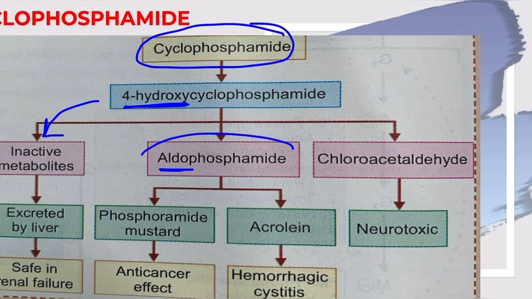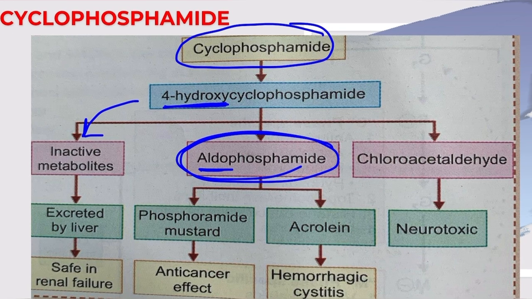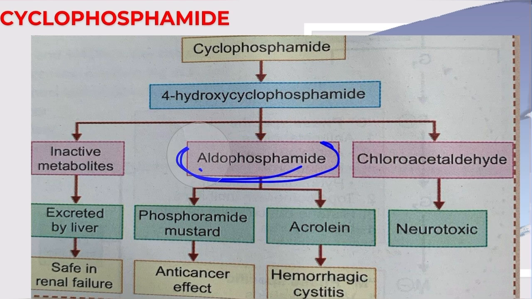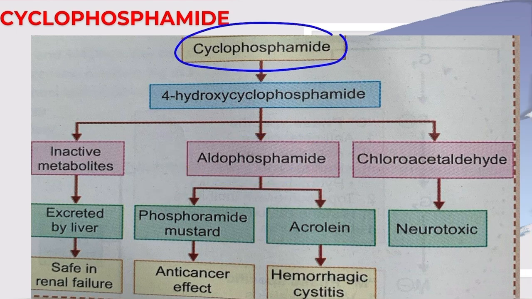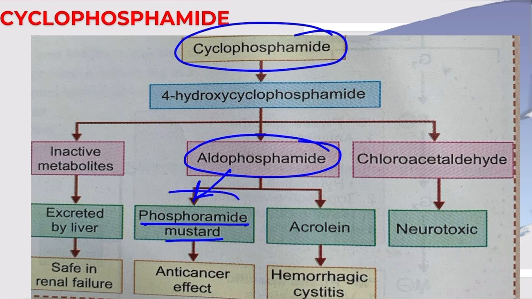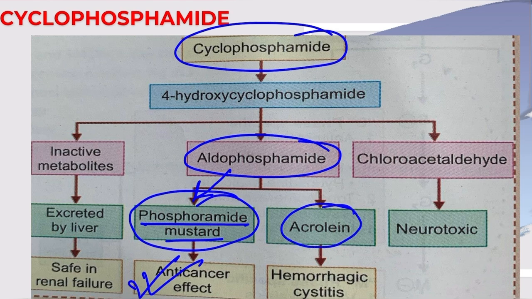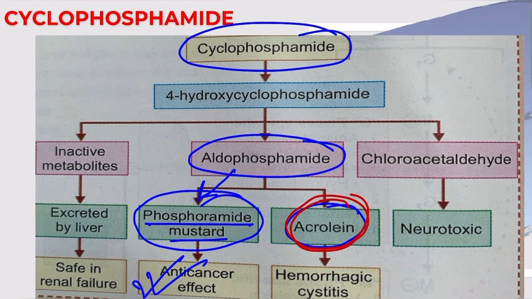Among these, this is the most important. Okay. So cyclophosphamide ultimately converts to aldophosphamide. From aldophosphamide, one compound is formed, that is phosphoramide mustard, and this compound is responsible for the anti-cancer effect of cyclophosphamide. And from aldophosphamide, another compound is formed. This is dangerous, acrolein, and this causes hemorrhagic cystitis.